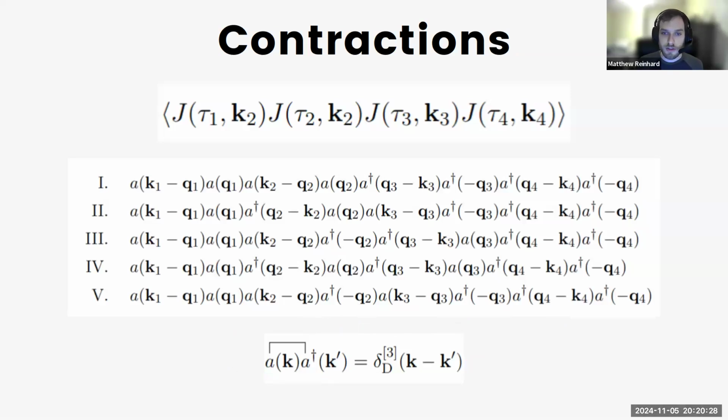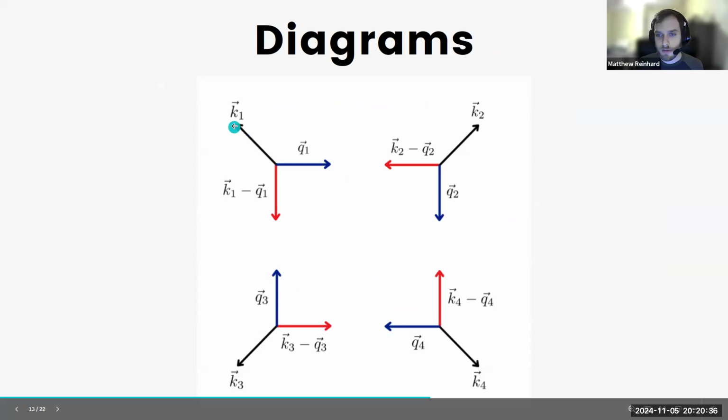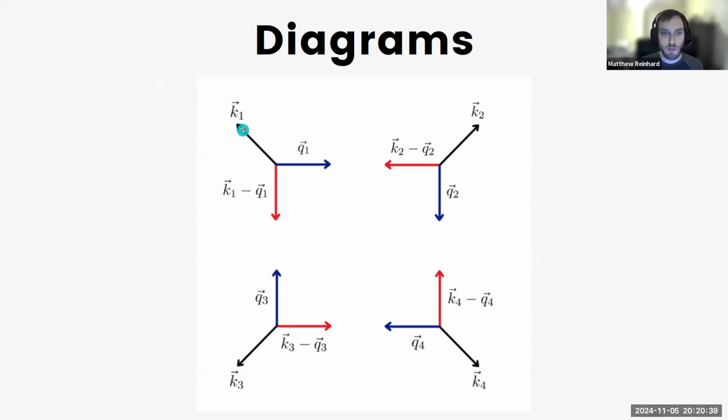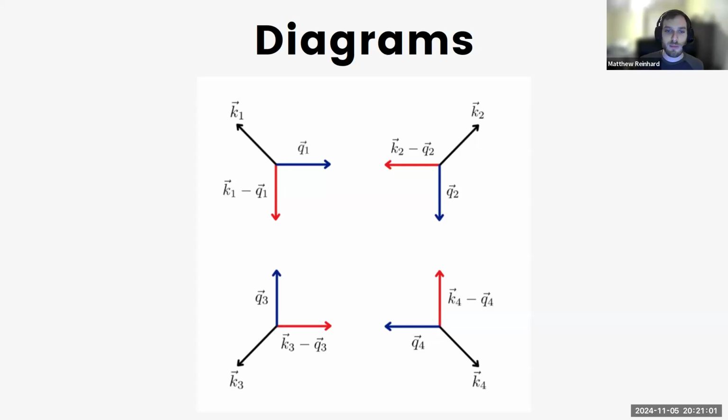And these contractions can be represented pictorially in the following way. So here, the external momenta are given by these black lines, these k. The blue we'll call singular momenta. They have the loop momenta, and notice these red internal lines have a k minus q, which we'll call compound momentum. So contracting all creation and annihilation operators will correspond to a diagram with all of these internal lines connected.